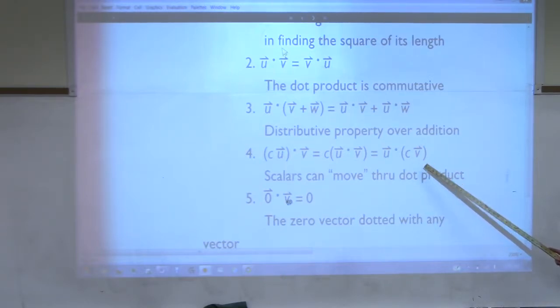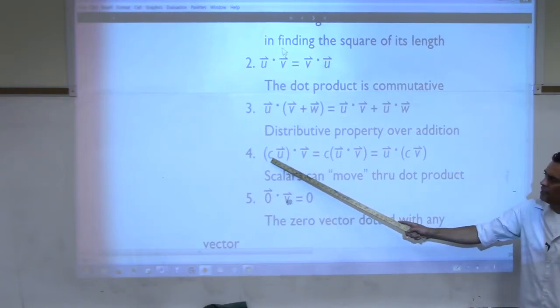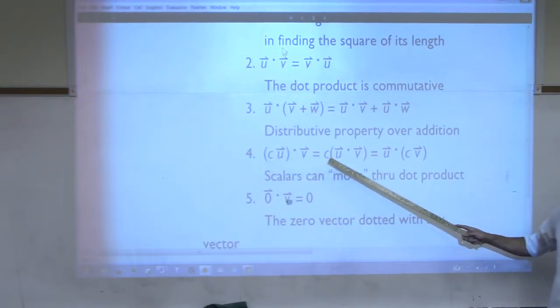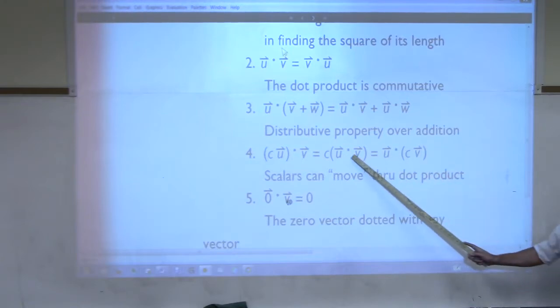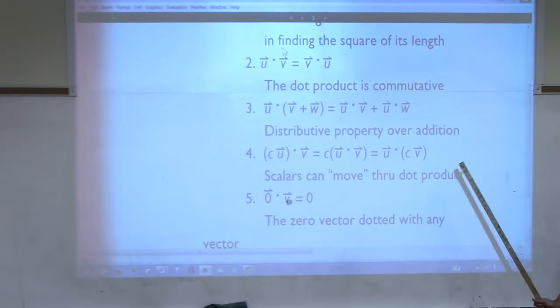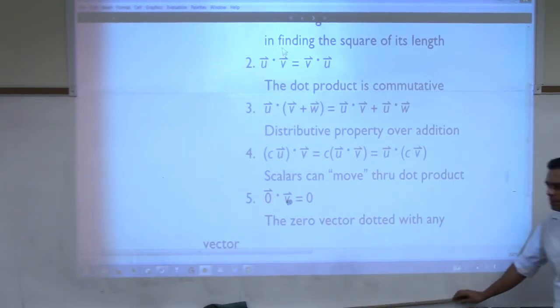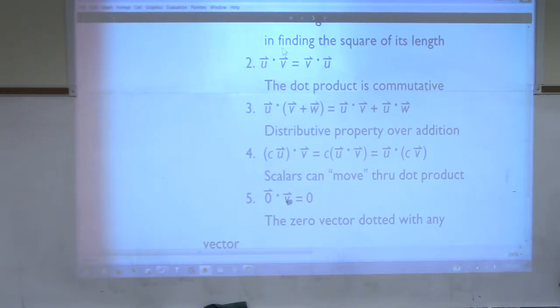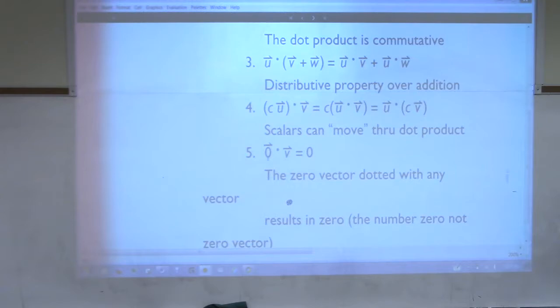Scalar multiplication can move through the dot product. If you have a scalar sitting in front of something and you're dotting, you're free to move that scalar anywhere you want. You can pull it out completely, or push it to the other vector. The scalar slides around. We're not going to prove all these properties. You could mess with it yourself and prove it to yourself. And the last one: if you take the zero vector and dot it with v, you get the number 0. Make sense?